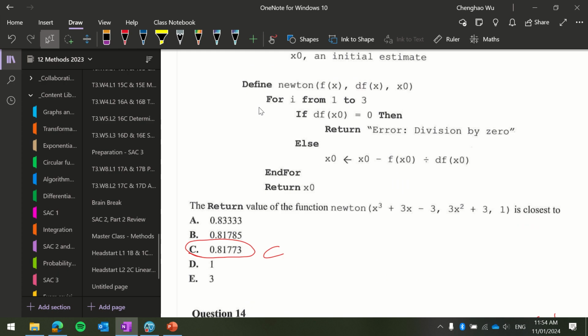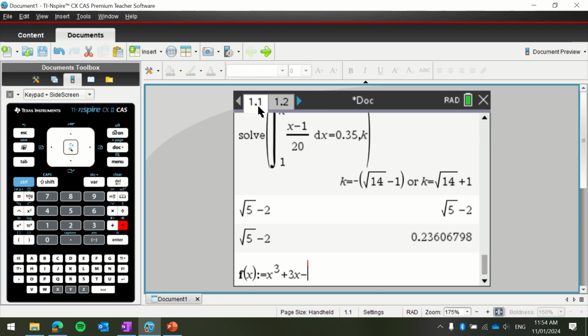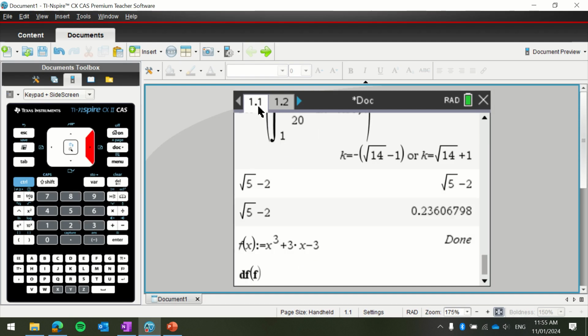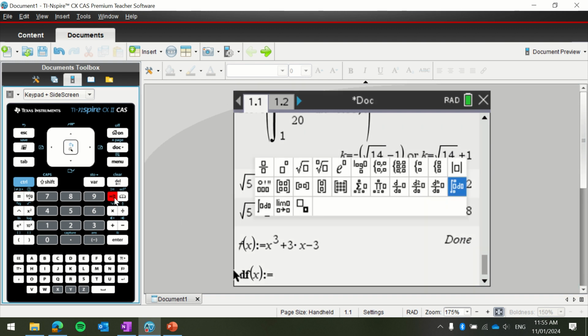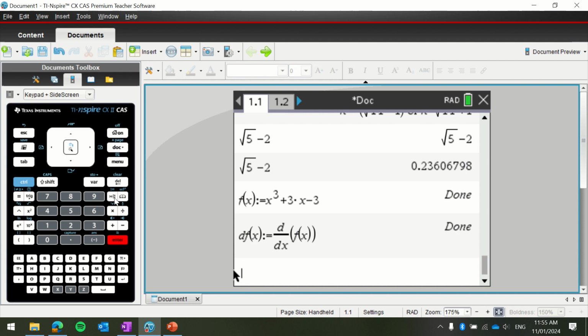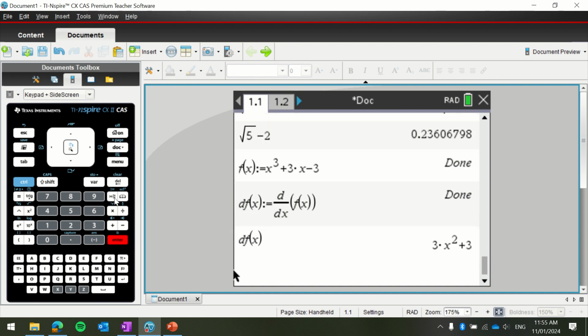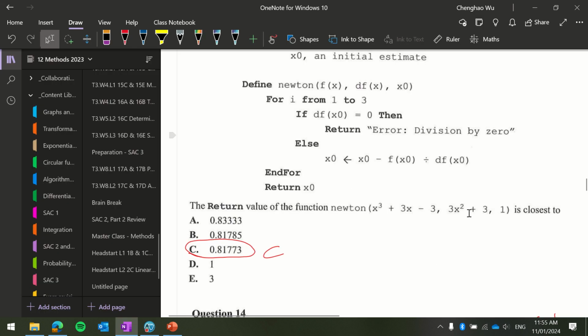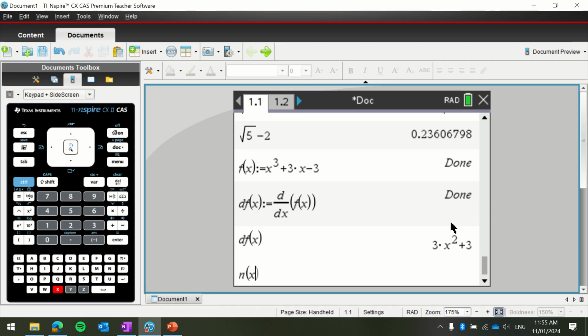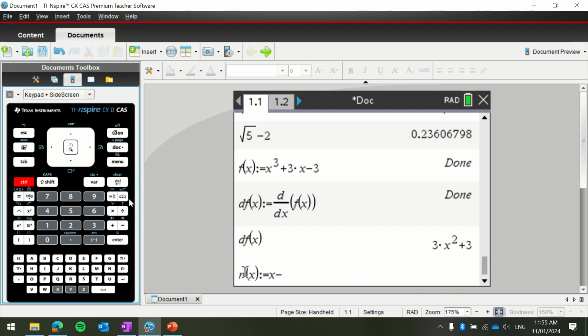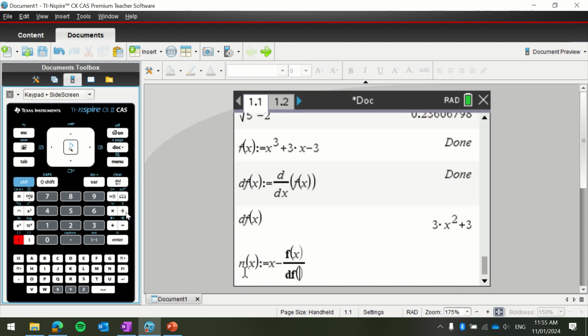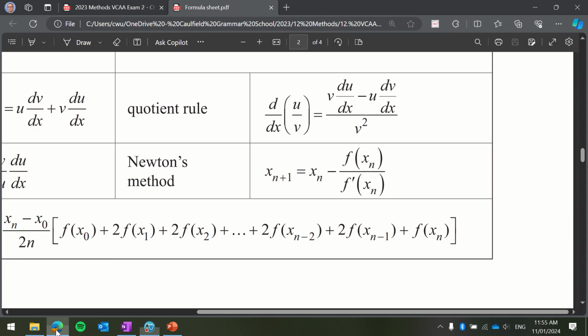Define this to be x cubed plus 3x minus 3. And then we're going to define the derivative of f as well. I could just copy it from the question, but I'm lazy, so I'm just going to do this. You can check this: 3x squared plus 3 is 3x squared plus 3 on the question. And then I'm going to define Newton's method, which is just the formula here: x minus f(x) over f'(x).